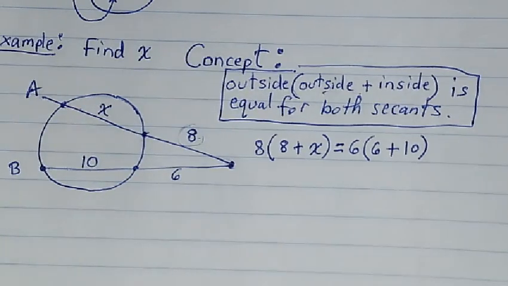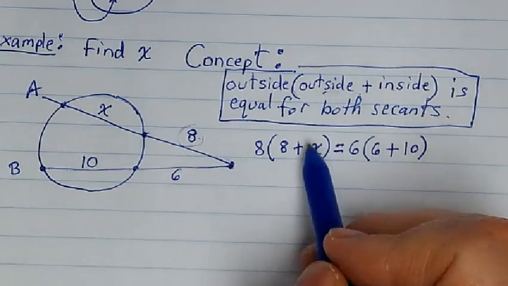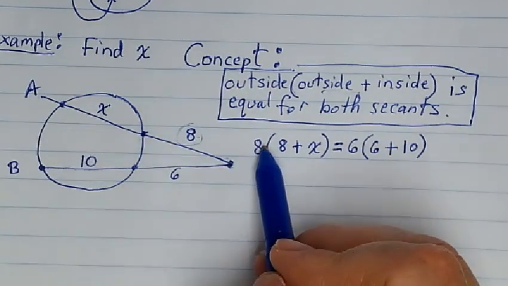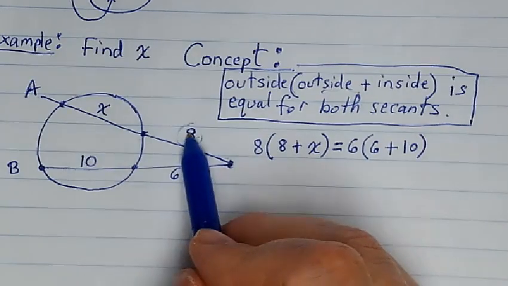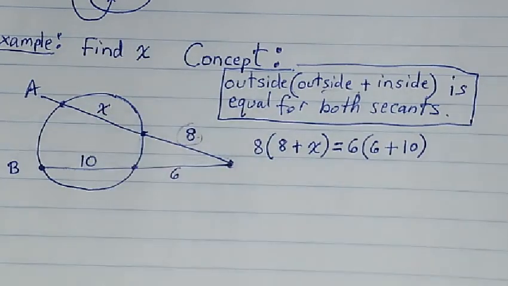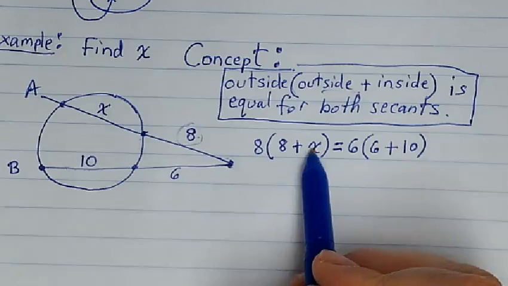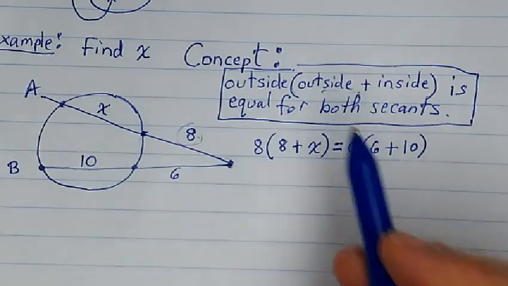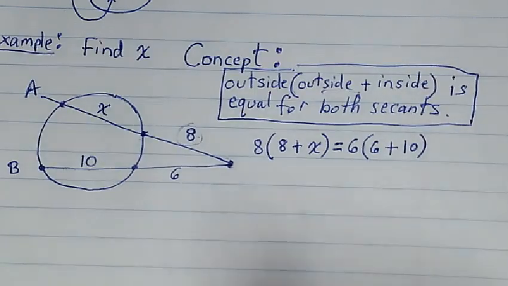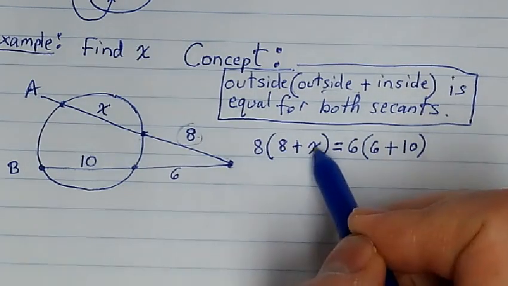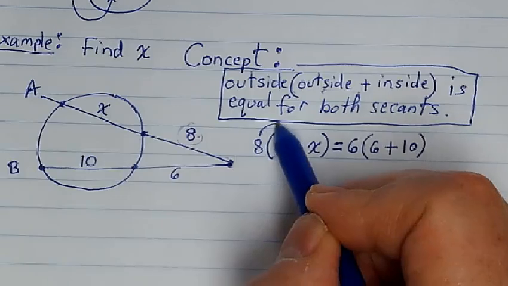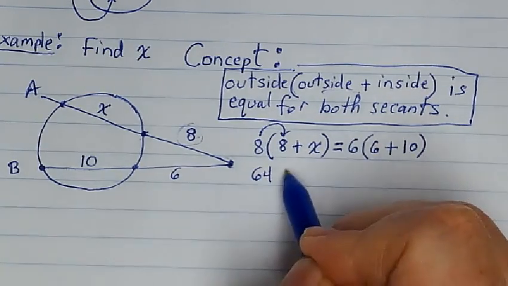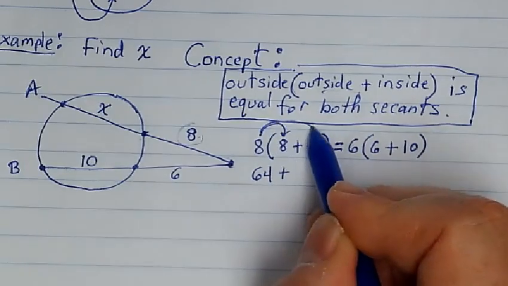So you create the equation by multiplying the outside, and you multiply that with the sum of the outside and the inside. That's the sum of the outside and the inside. It means 8 plus x. And if you solve that, you are set. Like, for example, the way I would solve it, since I cannot add those, I would distribute the 8. And I'd say 8 times 8, which is 64. 8 times x is just plain old 8x.